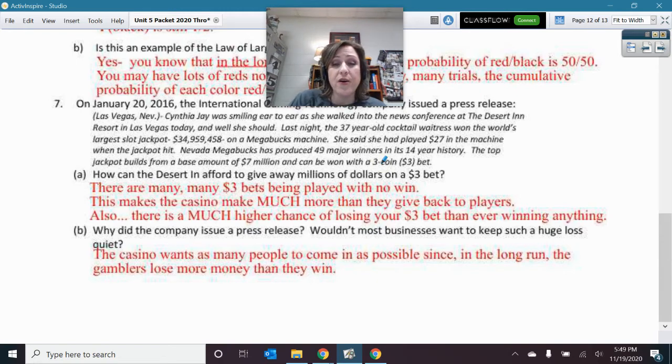And so we know that although you're just doing a $3 bet, there's been so many more people who have lost the $3. In fact, we know that in the long run, the casino is bringing in more than the jackpots that they pay out. No doubt about it. They said it that way. So why did they issue a press release? Why would they want to expose such a huge loss? Okay, well, guess what? They want to entice people. They want to say, hey, look, come and gamble here.